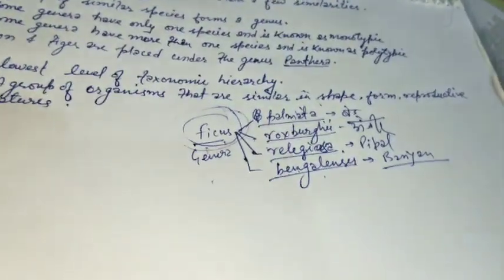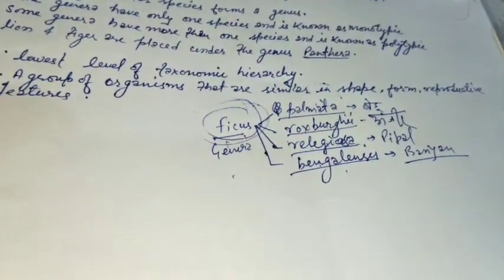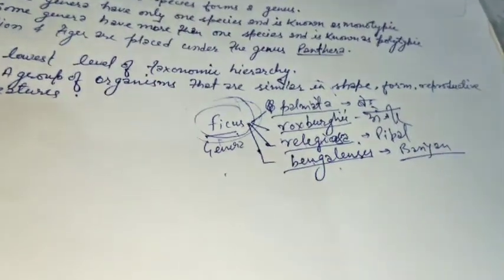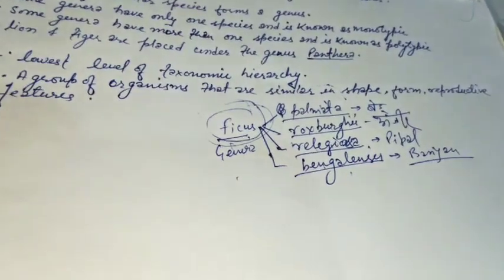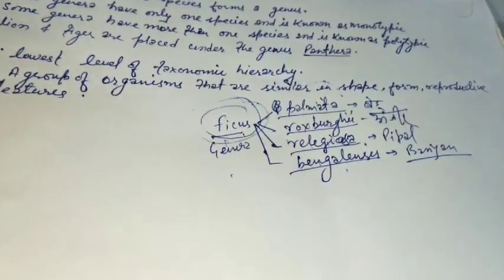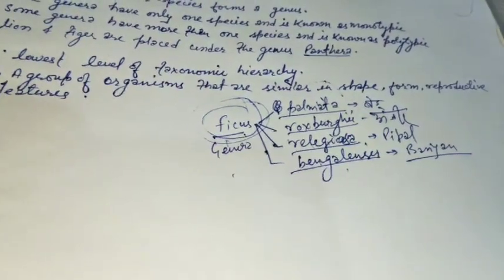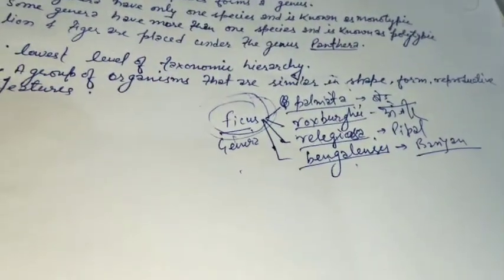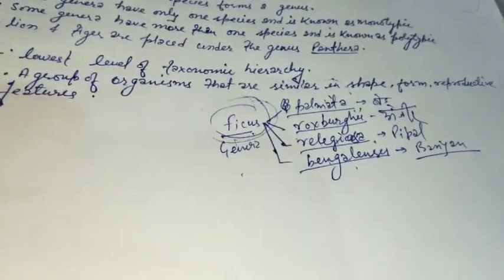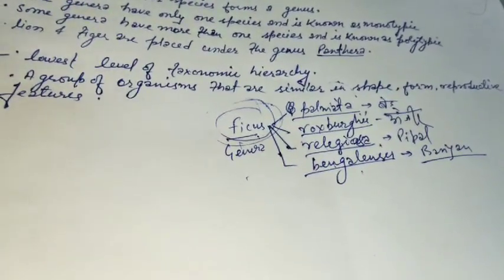So it means if you arrange these categories and think about them, the lowermost category is species. Many similar species constitute a genus. Many similar genera constitute a family. Many similar families constitute an order. Many similar orders form a class. Many similar classes form a phylum, and many similar phyla form the kingdom.